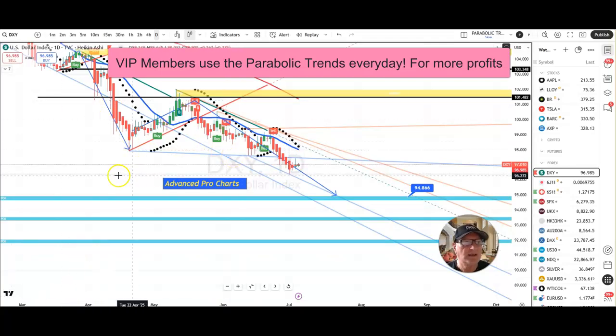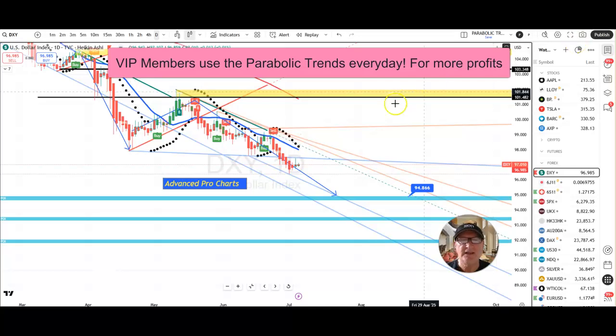The first thing here, if we have a look at the DXY, this is very, very weak, as you can see, achieving lower highs and lower lows. It's also falling below the 20 SMA with a big, fat, beautiful sell signal. And the parabolic dots here are your trailing stops. So they are your trailing stops if you are a position trader.